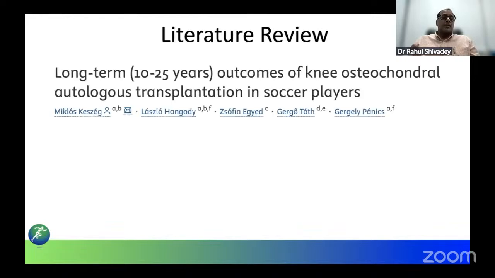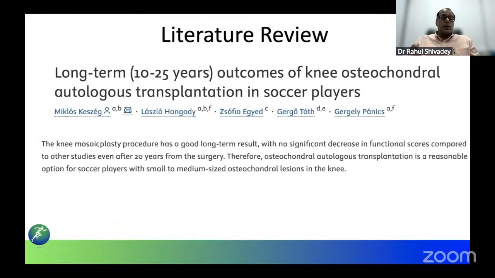So moving ahead, the literature which we came across recently, a paper published in 2024, shows that even for soccer players up to 25 years, I do understand that long-term results of 25 years are not good even with total knee replacement. But osteochondral autologous transplantation in soccer players is very good for small to medium-sized defects.